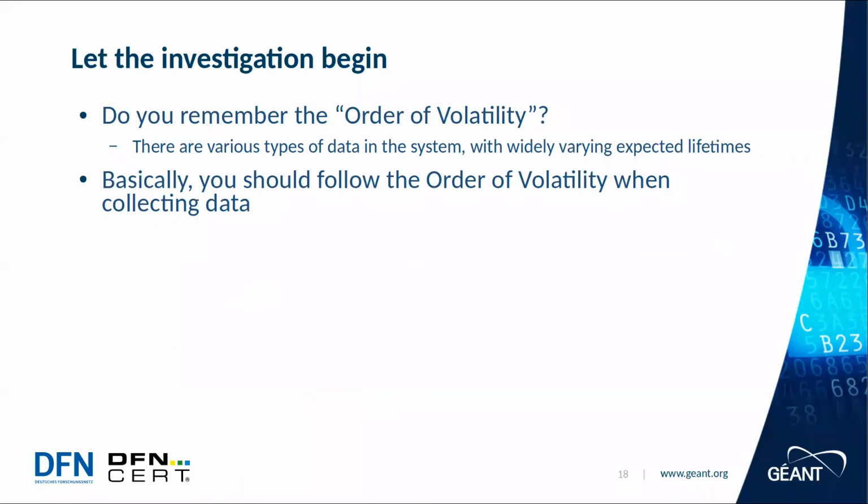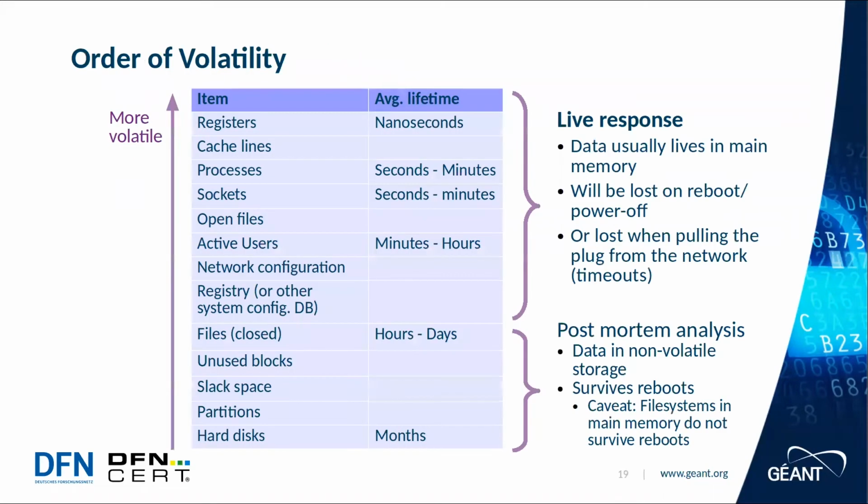Okay, let's begin. Again, Klaus has talked about the order of volatility a lot, and that's something you really need to have in mind when collecting things. On a running system, you have lots and lots of different types of data with varying expected lifetimes. Some of the things vanish very quickly, and others have a longer lifetime. So when you collect data from a system under investigation, you should basically follow the order. Again, this is something you've seen last week. We're here at live response, so everything here may be of interest today, and post-mortem analysis is not the topic for today.